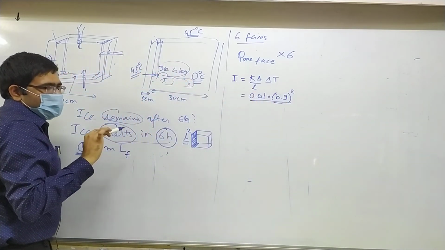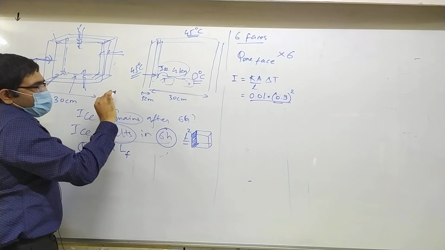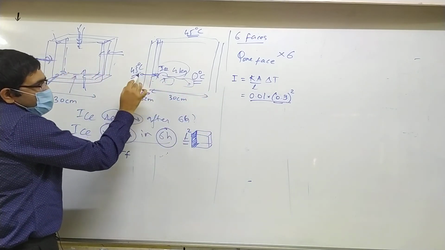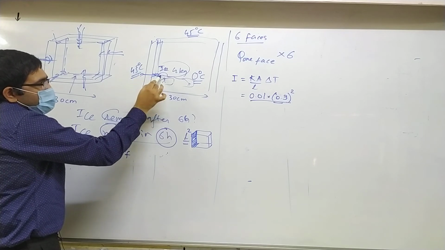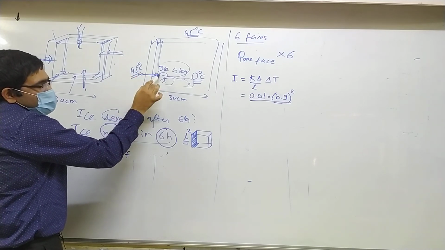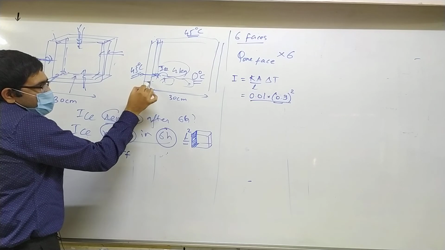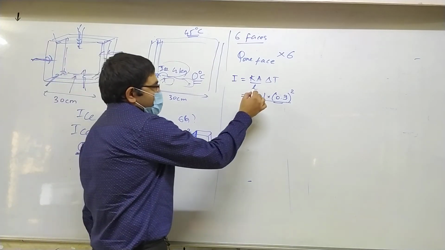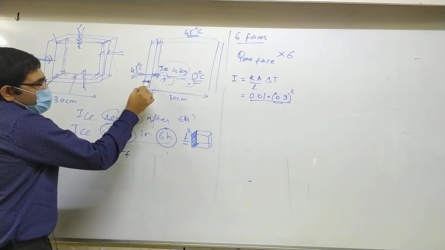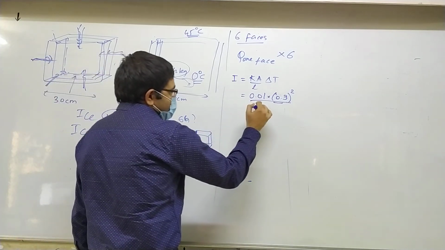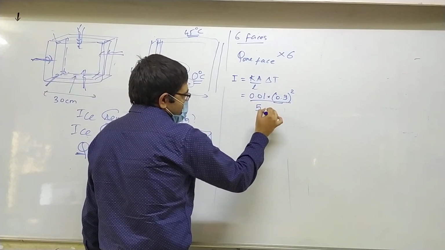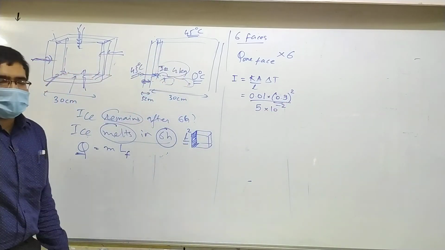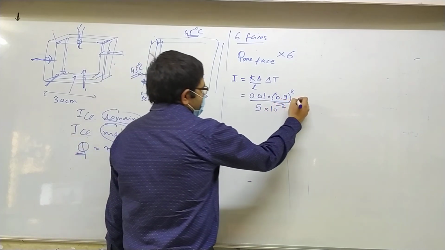Now what is L? Like we had in the previous question, L means the distance between the 2 points with higher and lower temperature, 45 here and 0 over there. So the distance is this thickness, and instead of L we write this thickness, which is 5 centimeter, that is 5 into 10 raised to minus 2 meter. Now delta T is very simple, it's 45.